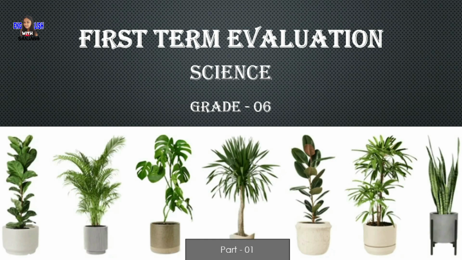First term evaluation, science, grade 6, part 1. I have prepared 20 questions. These 20 questions will look into three areas in the grade 6 textbook: Wonders of the Living World, Things Around Us, and Water as a Natural Resource. I have already covered them during our school sessions. Now we'll be looking at only the questions. Sometimes these questions might appear in the exam. First term evaluation. Let's move into the presentation.